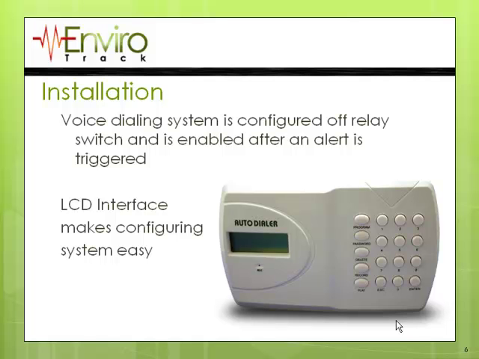Installation of the system is very easy. We just attach the auto dialer, as we call it, or the voice dialing system, to one of the relay switches. It's just one pair of cable that goes to the auto dialer, and the auto dialer has a port that would either interface with the local telephone line, or we'd plug in some type of GSM cellular card service. So it's very easy to install and configure. Configuring all the phone numbers to be called, and also the messages, is done through the LCD interface, which makes it real easy to get something done.